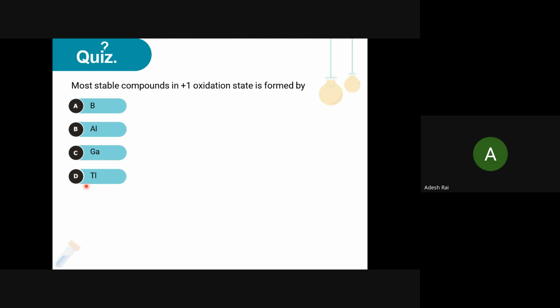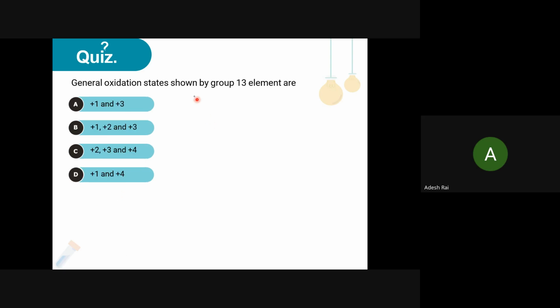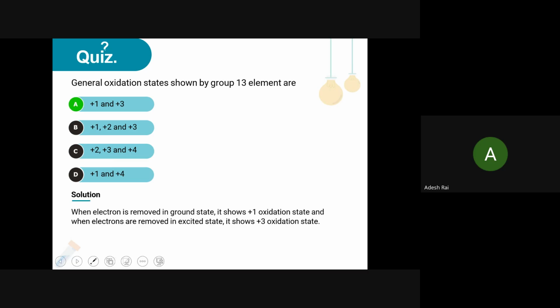Which option should it be? Tell me. It should be D option, no? Thallium. +1 oxidation state, lower oxidation state, no? Inert pair effect. What is this effect called? Inert pair effect. The general oxidation state shown by group 13 elements, what do they generally show? ns2 np1, no. So either they can release all three electrons, or they will only lose the p subshell electron.